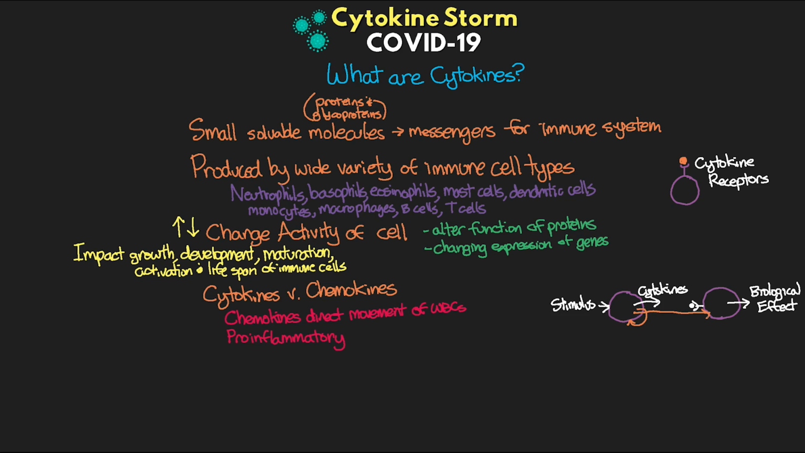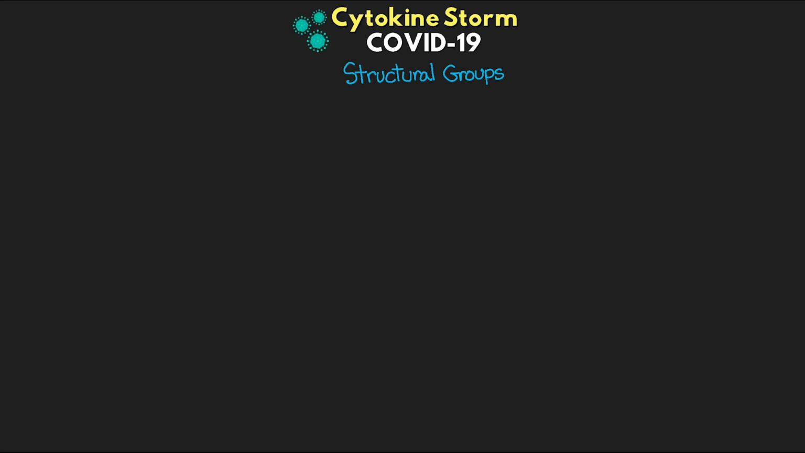Now, one of the nice things about these cytokines, though, is they have a very high affinity for the cytokine receptors, making them effective at low concentrations. So now let's actually talk about the different kinds of cytokines that we have, and to do that, we're going to talk about the structural groups of cytokines.